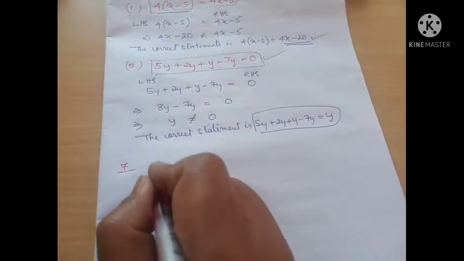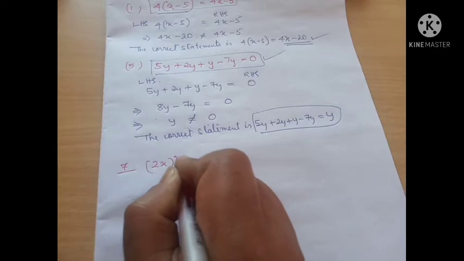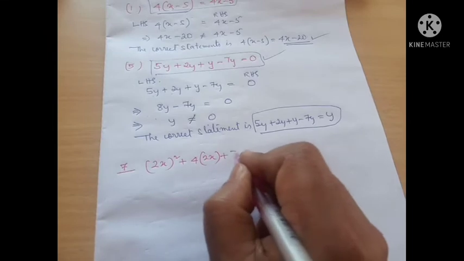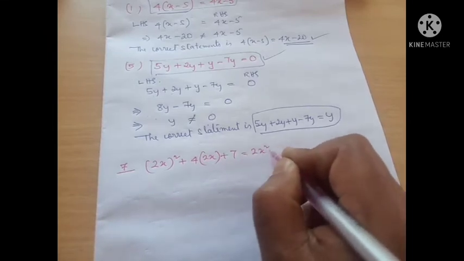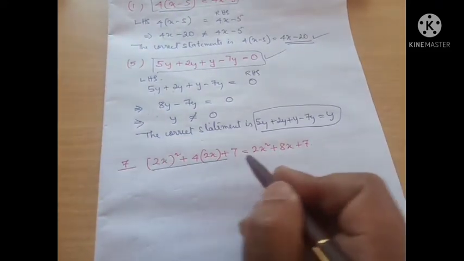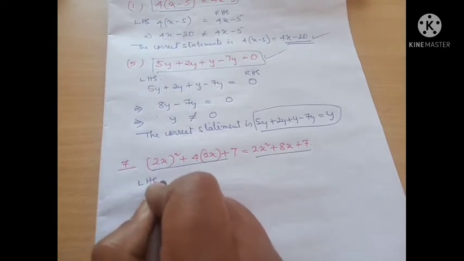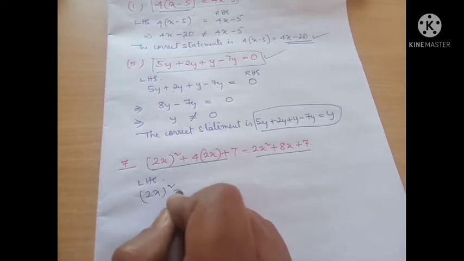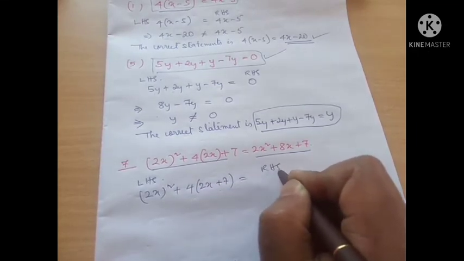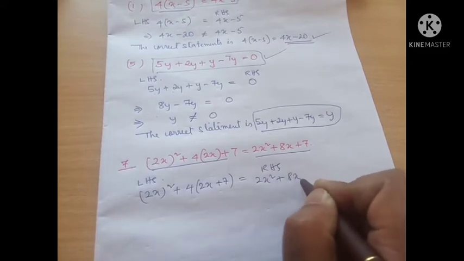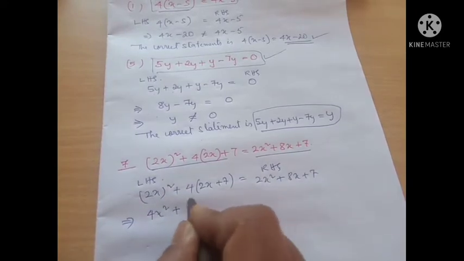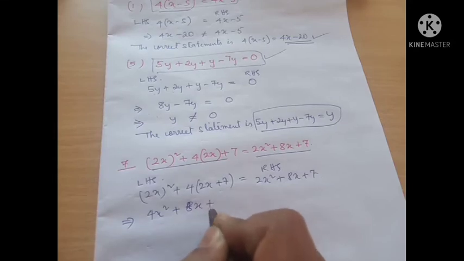Next we have question number 7, that is 2x square plus 4 bracket 2x plus 7 is equal to 2x square plus 8x plus 7. Now here again, this will be the left hand side, this will be the right hand side. On the left hand side, we have 4 bracket 2x plus 7, and on the right hand side we have 2x square plus 8x plus 7. Now the square of these two becomes 4x square plus 8x plus 28.